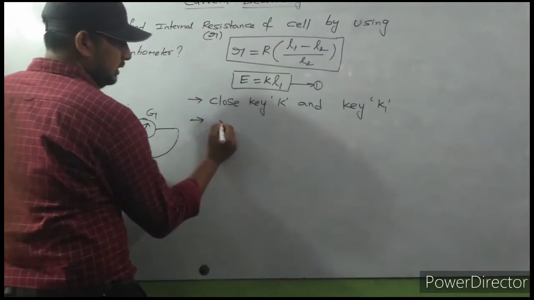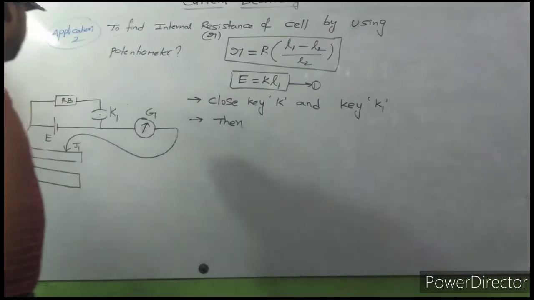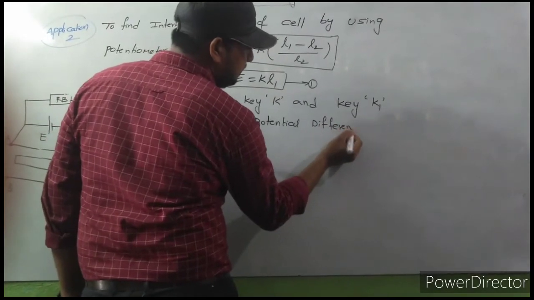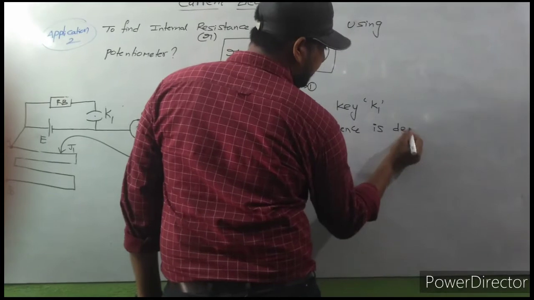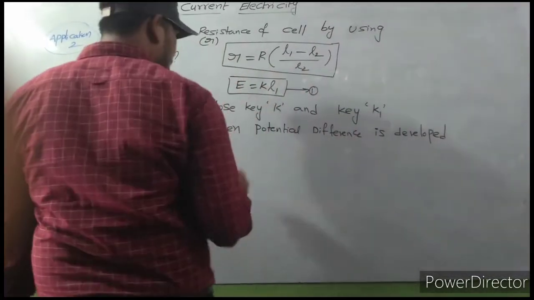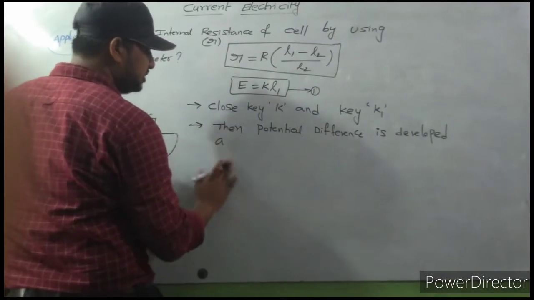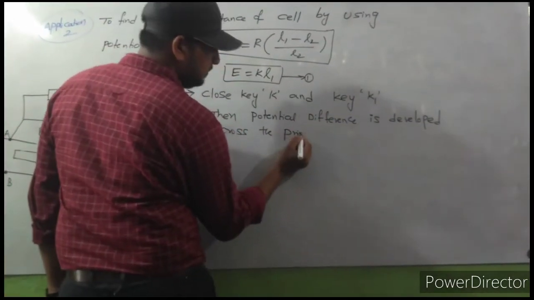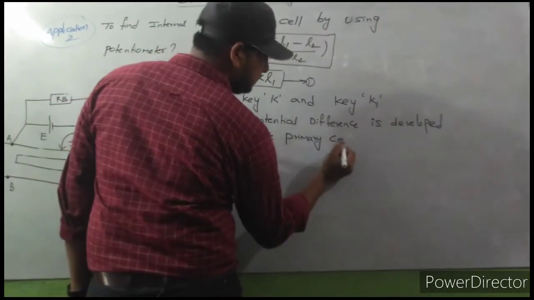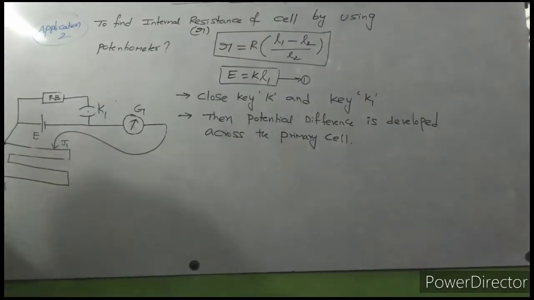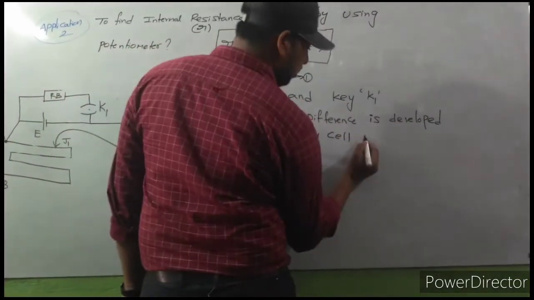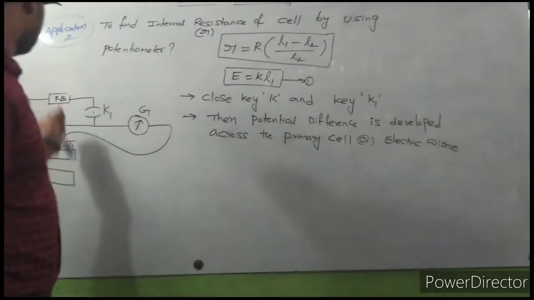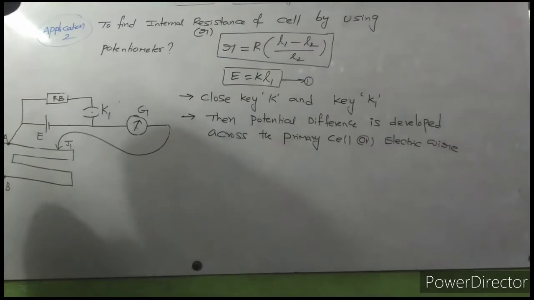So then potential difference is developed across the primary cell, or electric wire, across this circuit. So then potential difference is developed across the primary cell or electric wire.